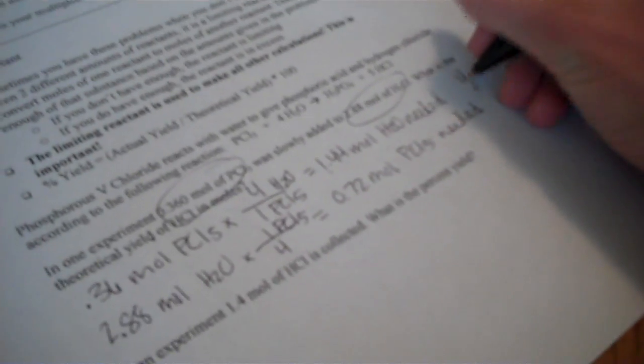Okay, same thing with this one. 2.88 mole water. There are 4 waters, 1 PCl5. That gives you 0.72 mole PCl5 needed. Okay, now you want to ask yourself, do I have enough? I need 1.44 moles. My problem says I have 2.88 moles of water. Do I have enough? Yes.